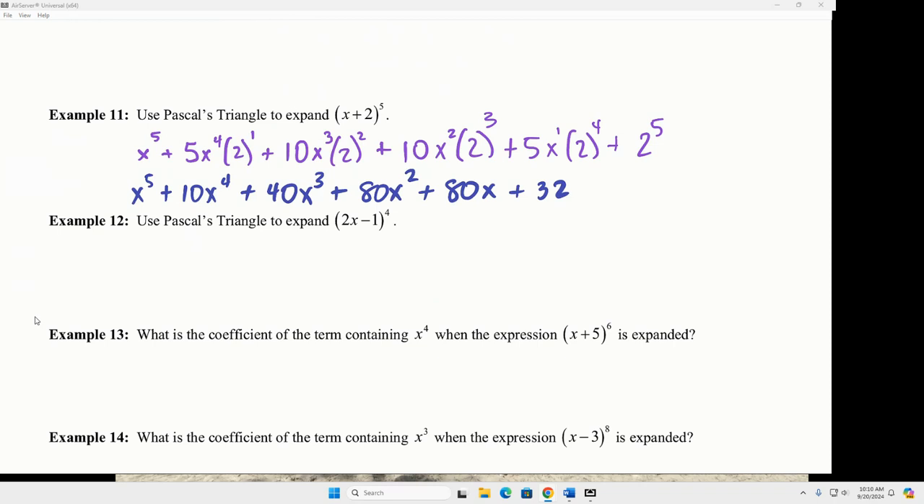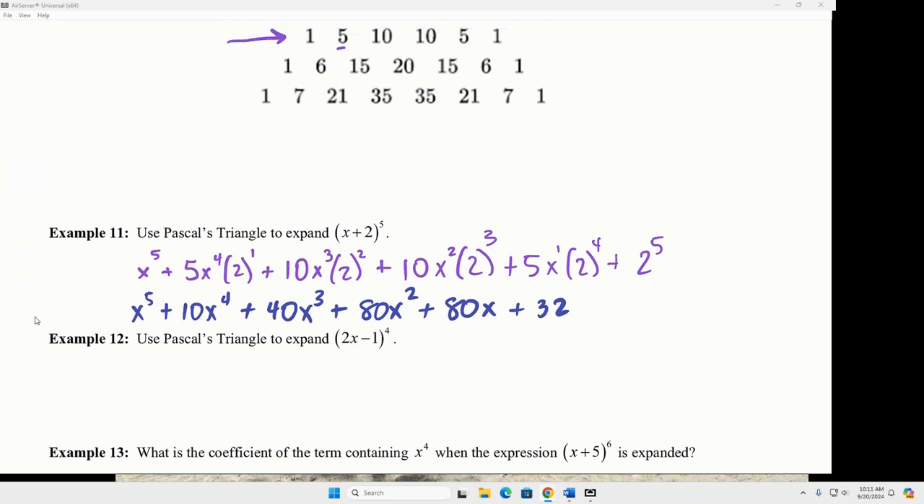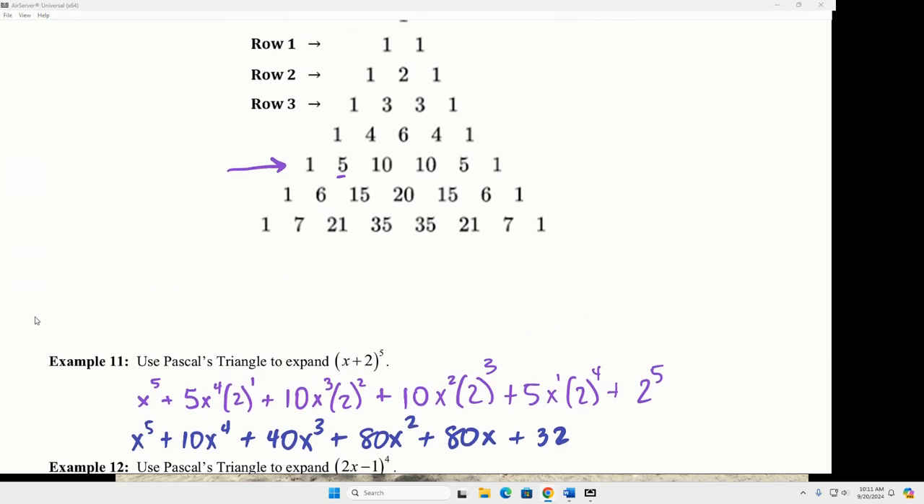Okay, the next one is more difficult for 2 reasons. One, because there is a 2 on the x, and so we have to be kind of careful when we're raising that to all the different powers. And there's also a negative here. So even though this is the second one, I'm still going to go kind of slow on it. All right, which row are we going to use? The 4th one. The one that has a 4 is the second number.